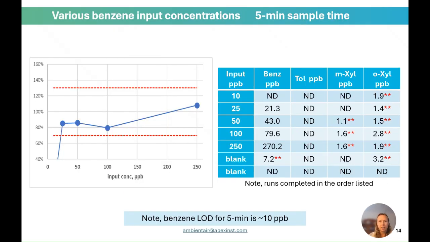This slide details various benzene concentration inputs with a 5-minute sampling time. We see a slight trend towards underreporting again for the lower concentrations and a slight trend towards overreporting for the 250 parts per billion sample. The blank run immediately after measured 7 parts per billion, but this is below the limit of detection.